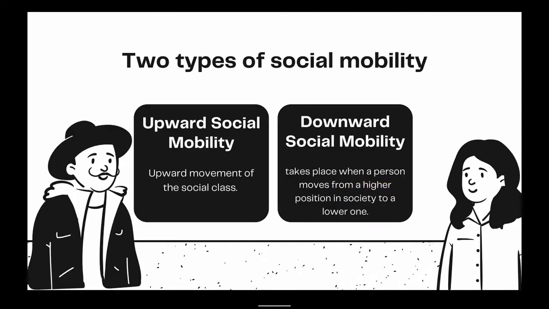There are two types of social mobility: the upward and downward social mobility. Upward social mobility is the upward movement of the social class, the rich getting richer concept, while the downward social mobility takes place when a person moves from a higher position in society to a lower one. So from middle class to lower class, or upper class to middle class, upper class to lower class. For example, a bank owner who belongs to the middle class gets bankrupt and now works as a delivery man. So from middle class to lower class.